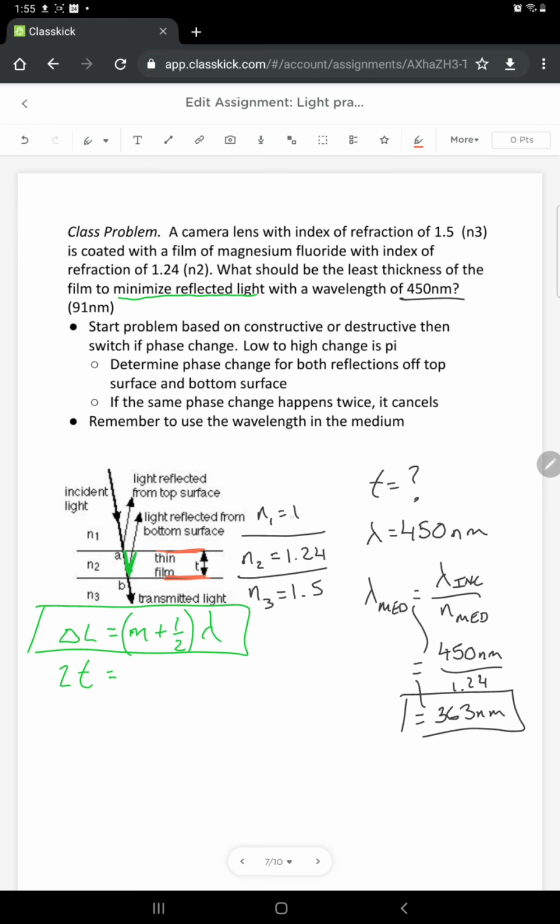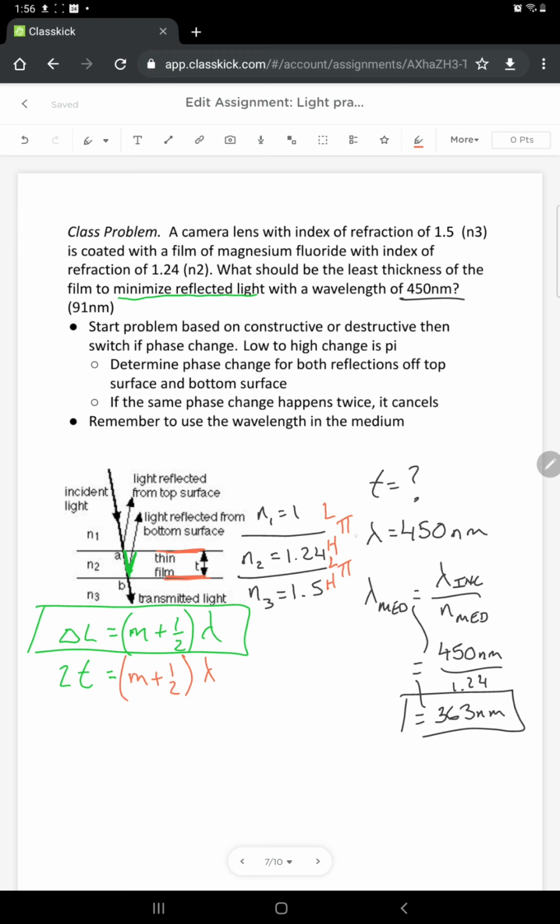Going from air to the film, that's a low to a high. Remember, the change is pi, so our wave's going to shift when it reflects off that surface. For this other surface, now we're going from 1.24, which is a low, to a high. We're going to have another phase shift. So both those waves are going to phase shift on us, that cancels out, and we are good to go with (m plus 1/2) times lambda.